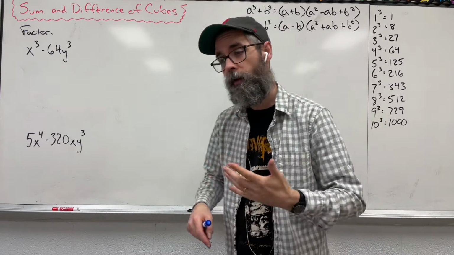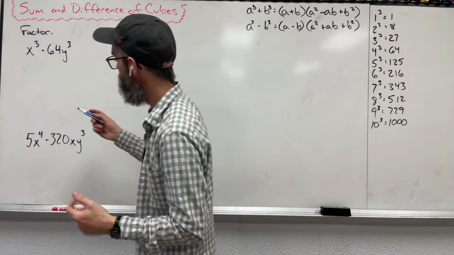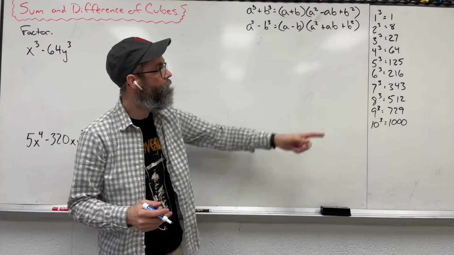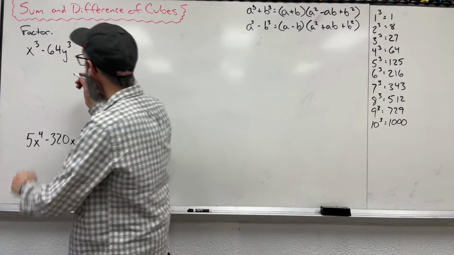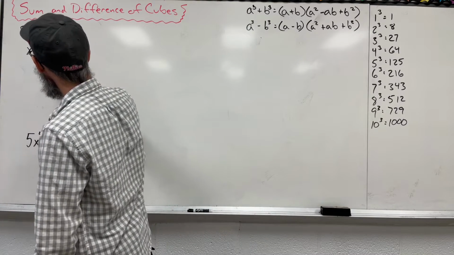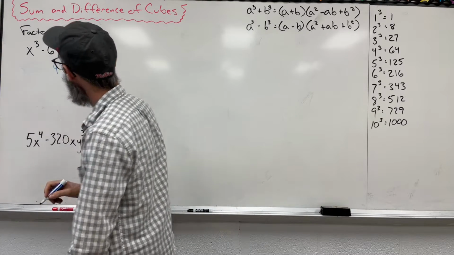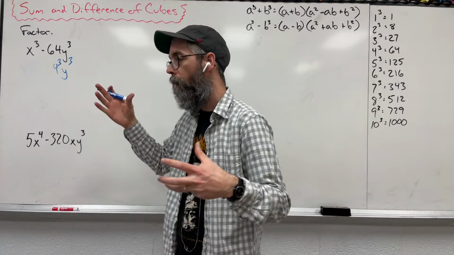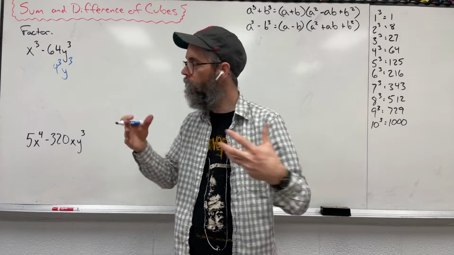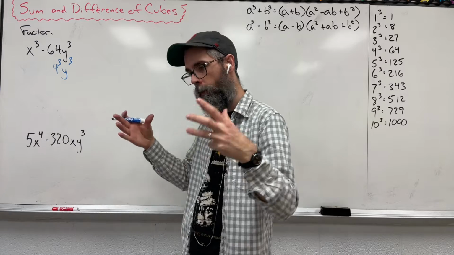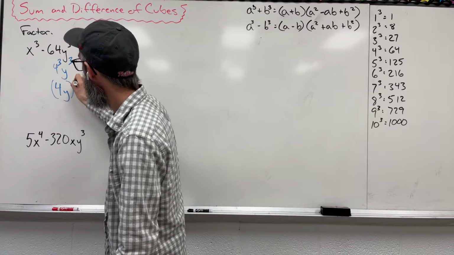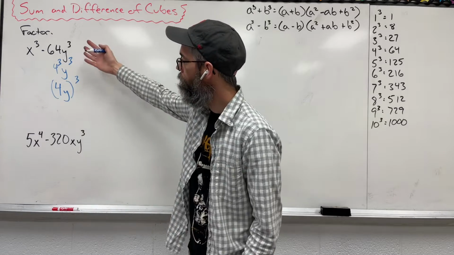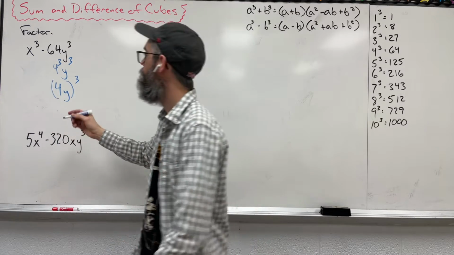So x to the third, nothing else I can do there, but my 64, I can rewrite 64 another way. 64 can be rewritten as 4 to the third power. So we say 4 to the third power, y to the third power, okay? Because they both have an exponent of 3, within our exponent rules, we can put this together and make it say 4y raised to the third power.